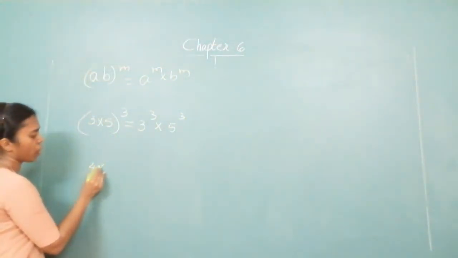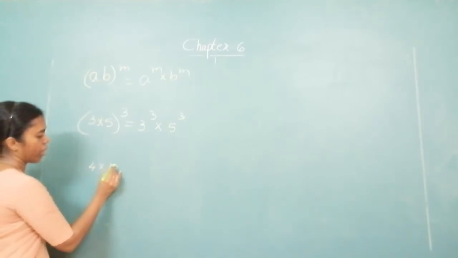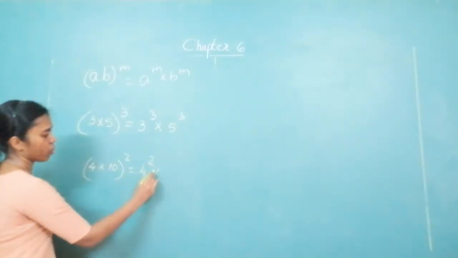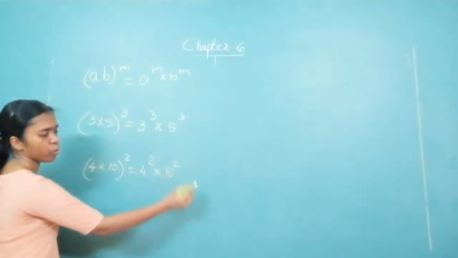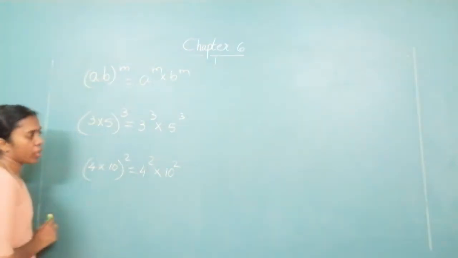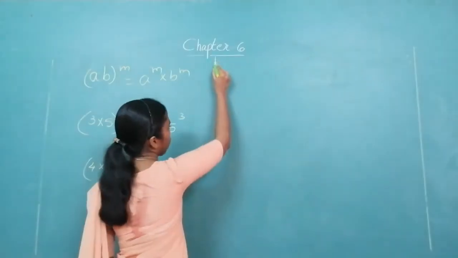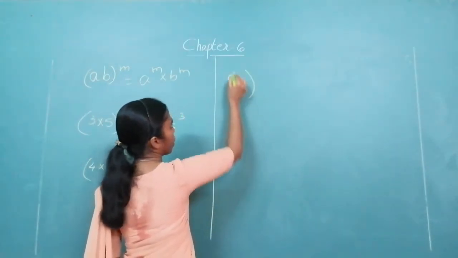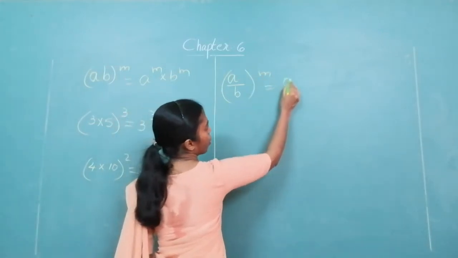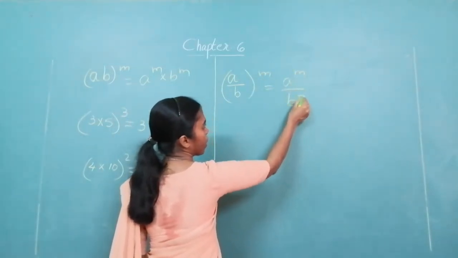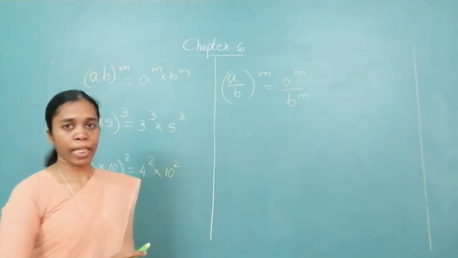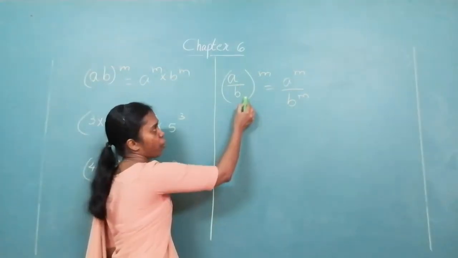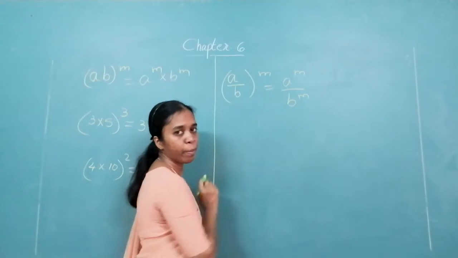Suppose I have (4 into 10) raised to 2. What is the meaning of it? 4 raised to 2 multiplied by 10 raised to 2. Okay. Similarly, you have another formula, that is (a upon b) raised to m is equal to a raised to m upon b raised to m. This is why I said bracket is very important.